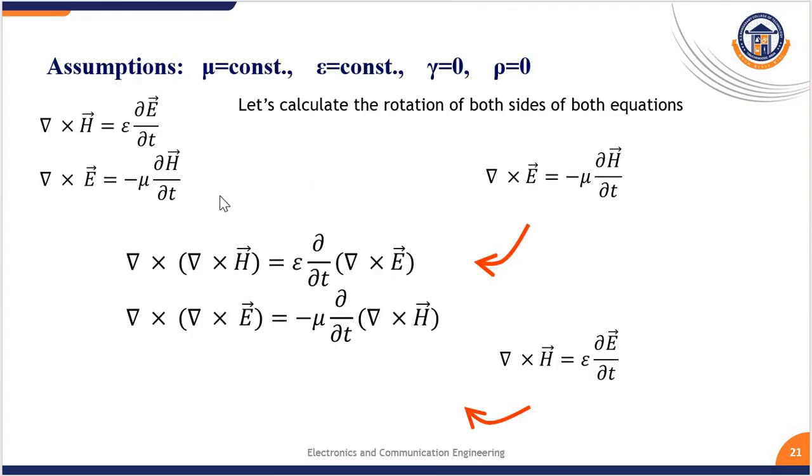Assumptions: permeability is constant, permittivity is constant, gamma equals 0, rho equals 0. So del cross H equals epsilon dou E vector by dou t, and del cross E vector equals minus mu into dou H by dou t. Let's calculate the rotation of both sides of both equations. So del cross del cross H equals epsilon into dou by dou t of del cross E vector. Del cross del cross E vector equals minus mu into dou by dou t of del cross H vector. We already know del cross E equals minus mu into dou H by dou t, and del cross H equals epsilon into dou E by dou t.